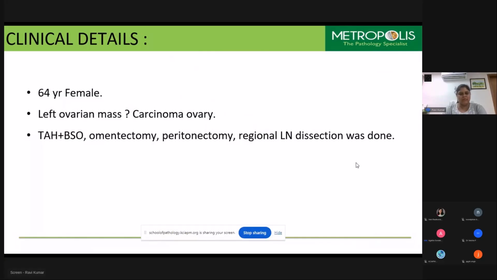So this was a 64-year-old female with a left ovarian mass suspected to be carcinoma of the ovary. They had sent this for frozen section for us, and when we saw the frozen, we were also confused as to what pattern this fitted into. We were sure of one thing, that it is malignant. So we just gave it out as malignant, and we did not give a categorization. And the surgeon did an extensive surgery, a THBSO with omentectomy, peritonectomy, and regional lymph node dissection.